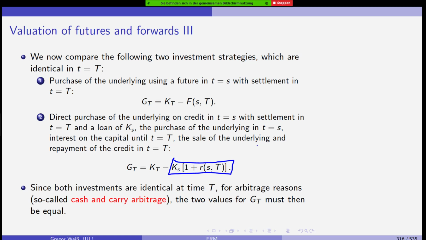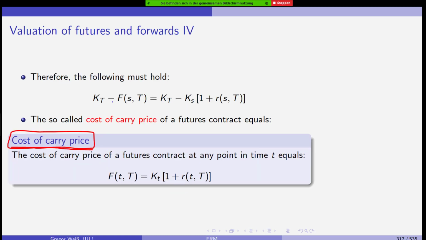Now, if both investments have the same payout in the future, obviously for arbitrage reasons, which we call cash and carry arbitrage, both strategies need to have the same price now. So this means simply equate KT minus F equals KT minus KS times 1 plus the accumulated interest. So KT minus F equals KT minus KS times 1 plus the accumulated interest. And this is very simple. This is gone, minus, minus.